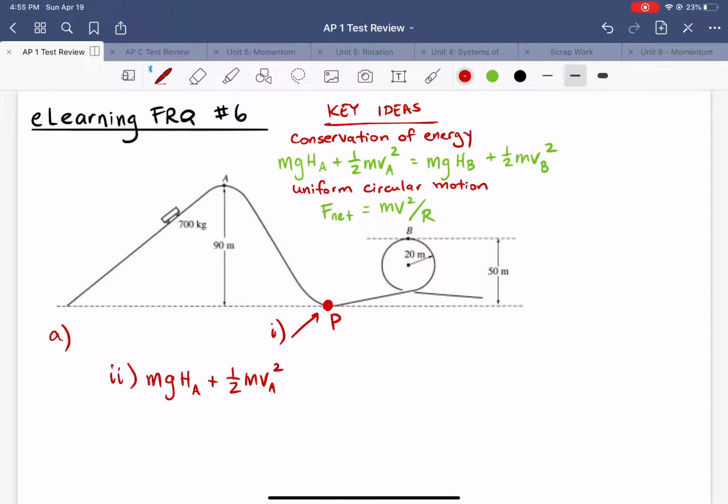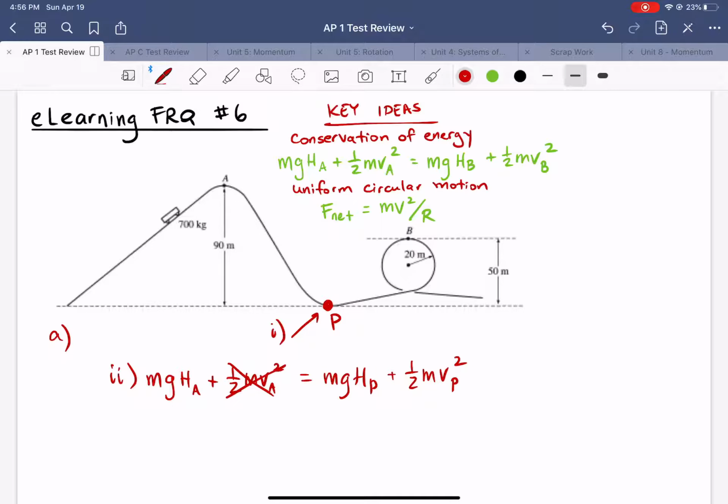The kinetic energy at A will be given by this formula, and then we can set that equal to the sum of the gravitational potential energy and kinetic energy at point P. All right, so some of these terms are going to be 0. We're told the cart starts from rest at point A, so VA is 0, which wipes out this entire term.